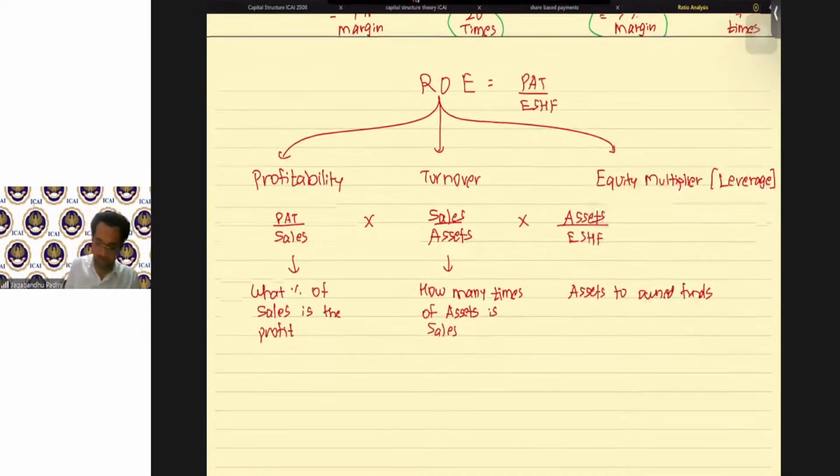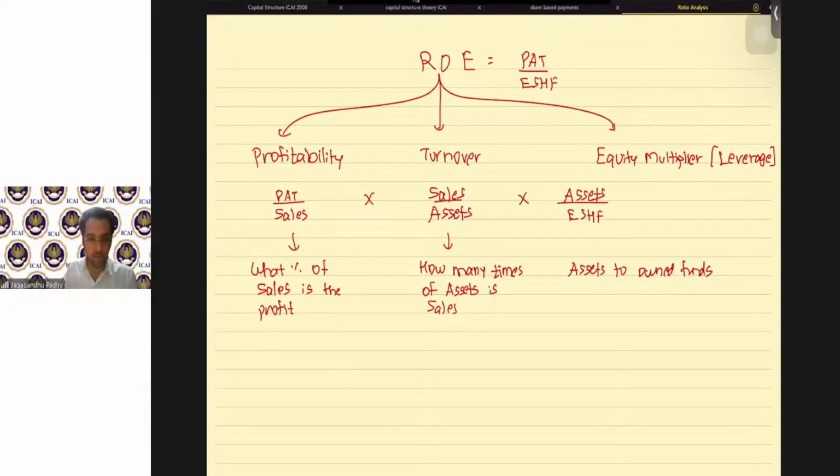So let's say a company has a profit of 20,000 on a sales of 10 lakh. What's the profit margin that it has? It has a profit margin of 2%, right? How many times of assets is the sales? Sales is 10 lakh and the company has assets of 5 lakh. So that makes this 2 times, or your sales is double that of assets.